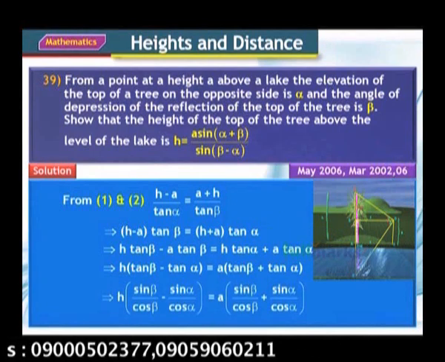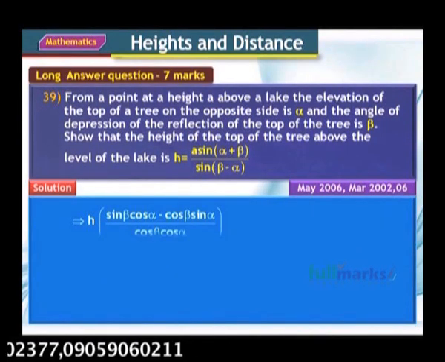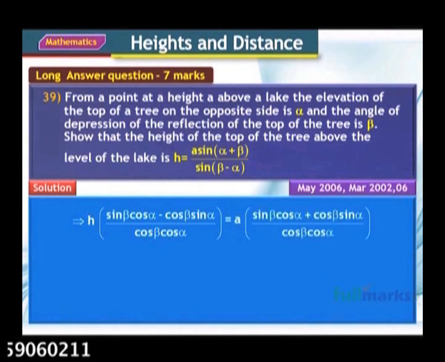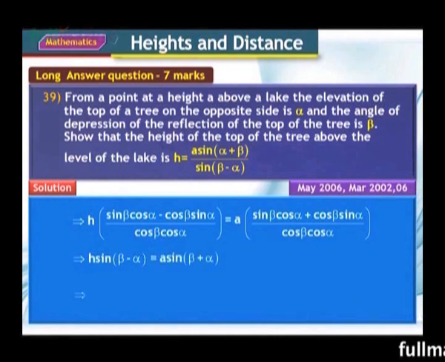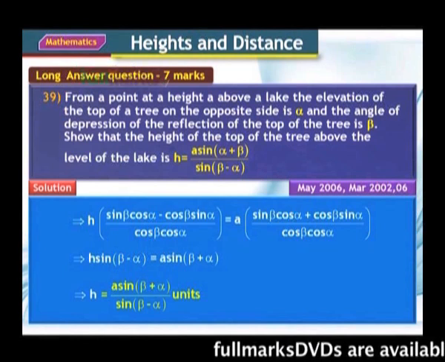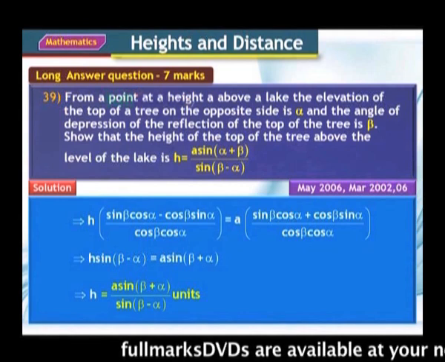LCM is cos beta cos alpha on both sides, it can be cancelled. Hence H into sin beta cos alpha minus cos beta sin alpha equals A into sin beta cos alpha plus cos beta sin alpha. Hence H into sin beta minus alpha is equal to A into sin beta plus alpha. Therefore H is equal to A into sin beta plus alpha by sin beta minus alpha, which will be the height of the tree from the water level, that is H. So for this you will get 3 marks.